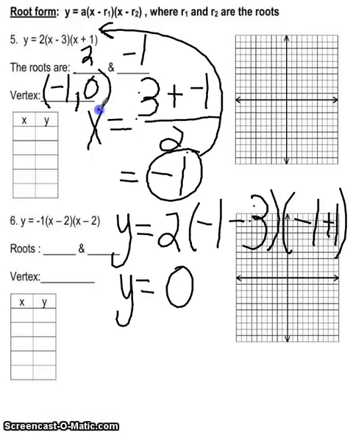So what I would like you to do on the right hand side of the graph is plot both roots and plot the vertex. And again, when you fill out the table, you may use any points as long as the vertex is on the table. So now let's look at problem 6, and we're going to do the exact same steps.